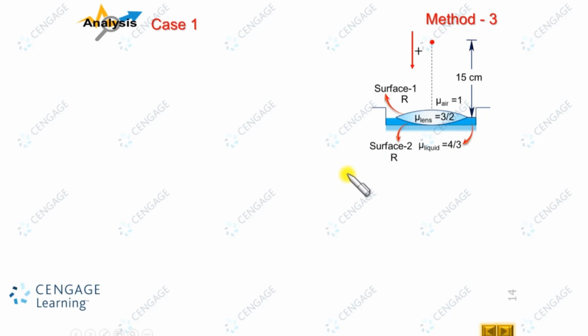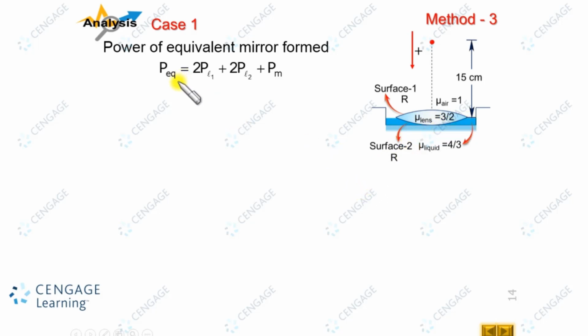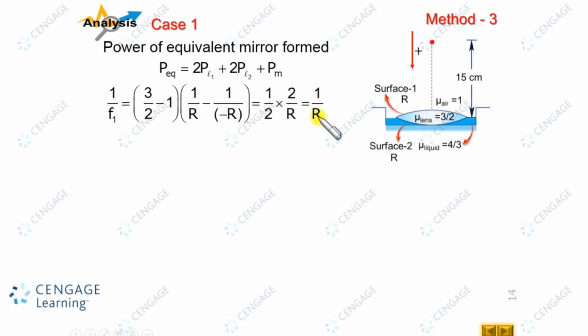That means the equivalent power of this system can be written as 2PL1 + 2PL2 + PM, right? This is the equivalent power of the system. For calculating power, we need to know the focal length in meter, because power of the lens is equal to 1 upon focal length and power of the mirror equal to minus 1 upon focal length. So let us calculate the focal length of this lens. This should be equal to (3/2 - 1). We are using the lens maker formula. So we can write (3/2 - 1)(1/R - 1/(-R)). After solving, we can write this equal to 1/R.